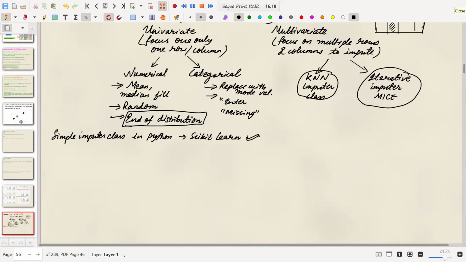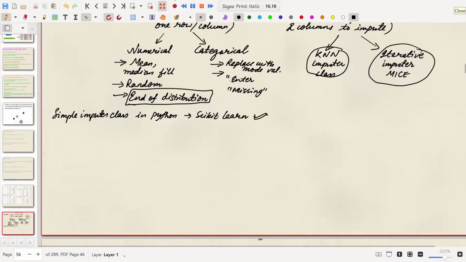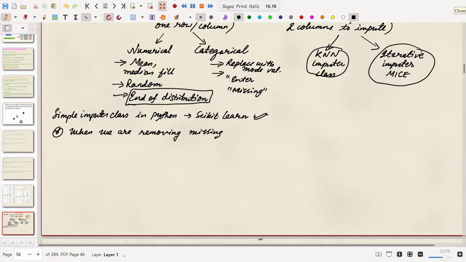So when we are removing the missing values, it is referred to as CCA, that is complete case analysis. We remove that particular row, that entry, and that is known as complete case analysis. Now the question is when to apply complete case analysis and when not to apply it.